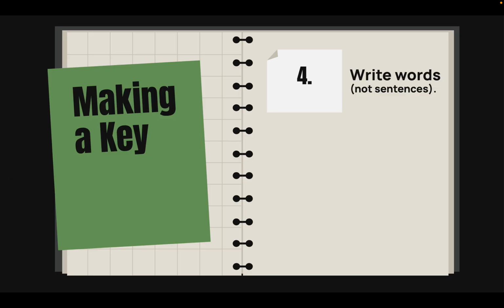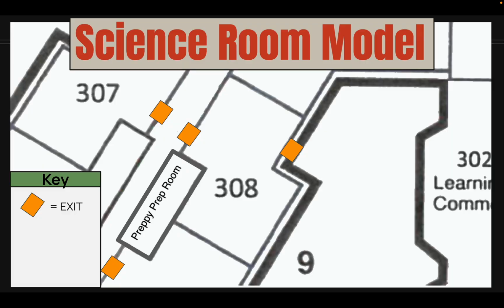All right. Now, how do I know that those are exits? I need to write a word that goes with it. Do not write a sentence. Write a word, because a key should be simple, easy to glance at, and quick. So it should look something like this. Orange rectangle equals exit. Awesome. All right, this looks pretty good here.